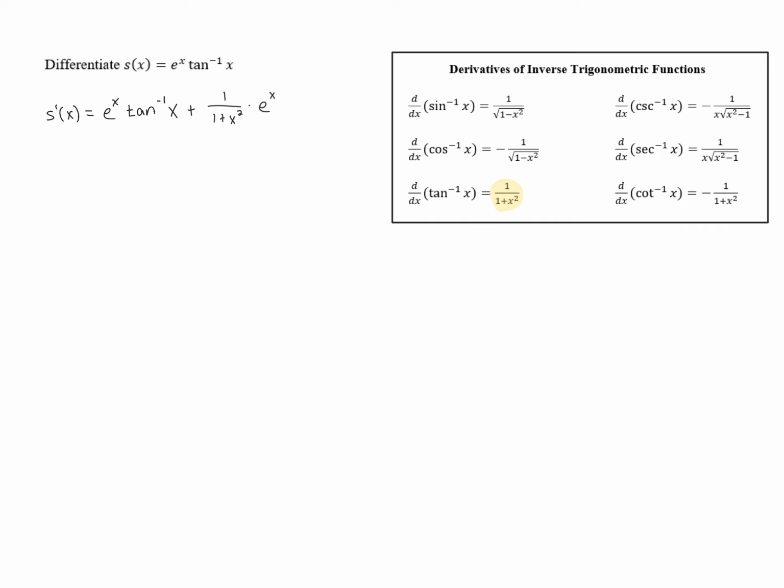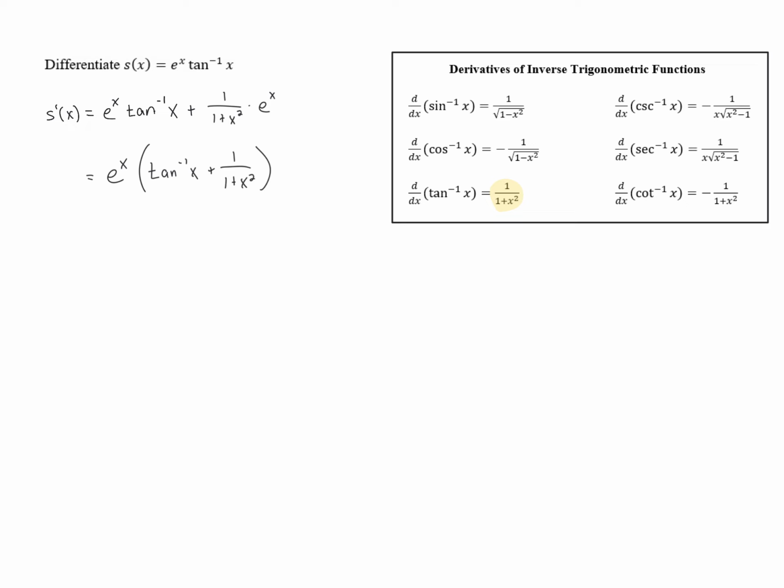And so we can, if we want, factor out an e to the x. We can write this as e to the x times inverse tangent of x plus 1 over 1 plus x squared. That's a nice answer.